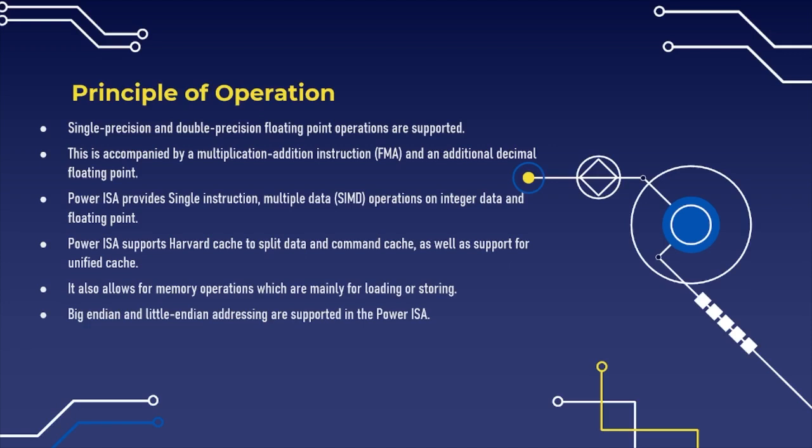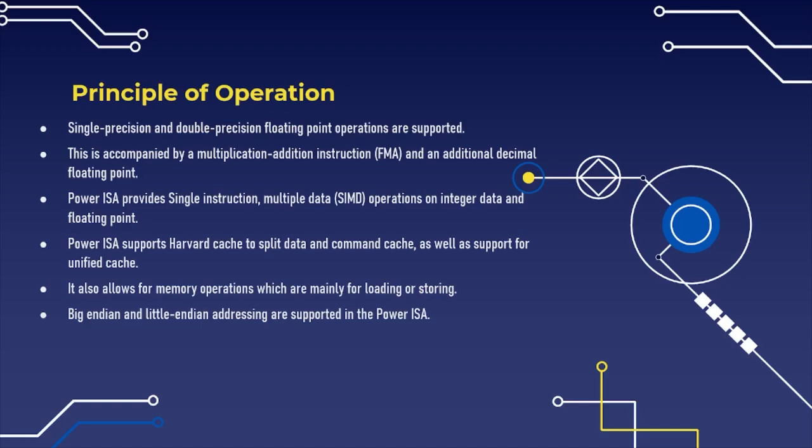Moving on, this is the principle of operation of Power ISA. Single precision and double precision floating point operations are supported, and it also complies with the IEEE standard for floating point arithmetic. This is accompanied by a multiplication addition instruction and additional decimal floating point.